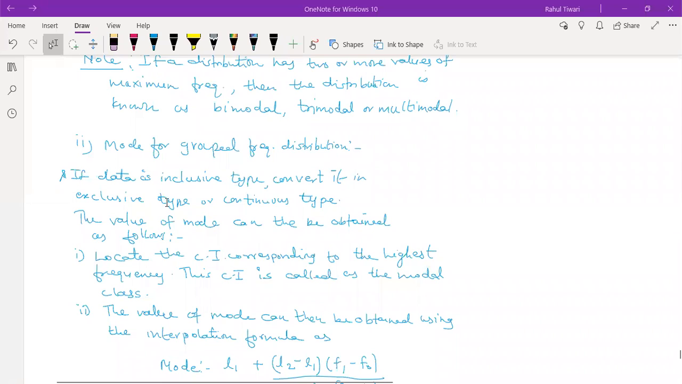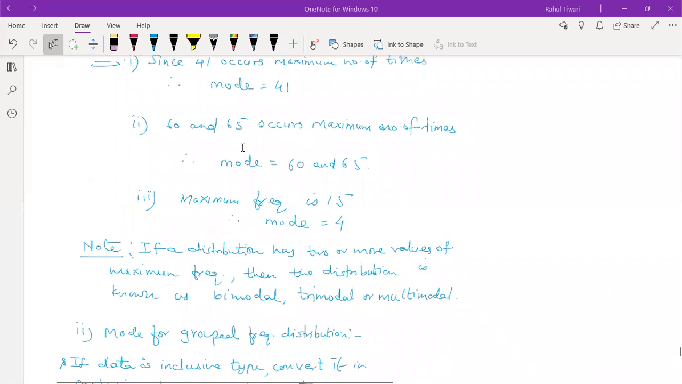Then how to get the value of the mode? How do we calculate the mode when we have data in the form of groups? First of all, you have to locate the class interval corresponding to the highest frequency. You have to find the highest frequency in the data, and this class interval is known as the modal class. See, as we find the median class, do you remember how we get the median class? Similarly, you have to obtain the modal class. Modal class means where the mode is lying.